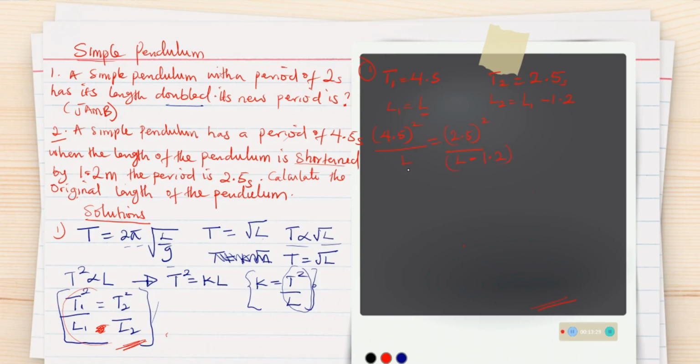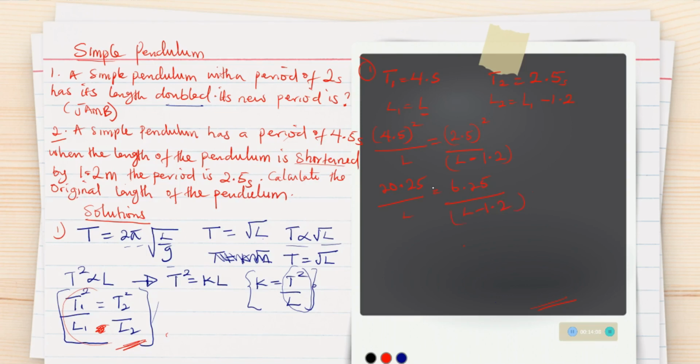Okay, now can we cross multiply? So if you do that, before then, let's see 4.5 squared. If you do 4.5 squared, that should give me 20.25. Yes, correct. So I have 20.25 over L, which is still remaining. This will give me 2.5 squared, that will be 6.25. Yes, it's over L minus 1.2.